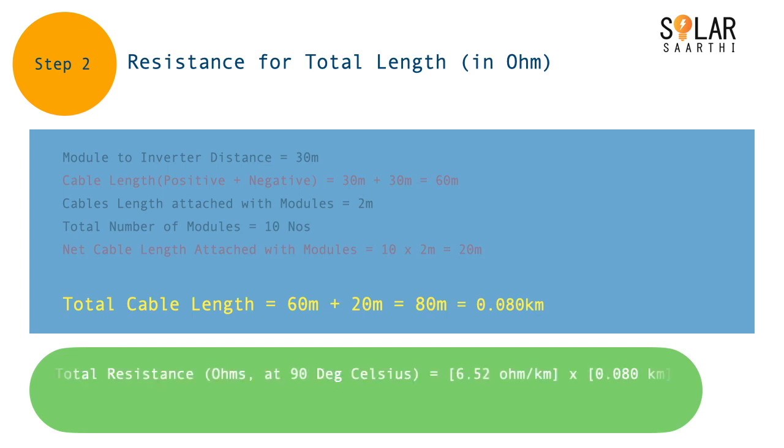So we know that the resistance at 90 degrees Celsius was 6.52 ohm per kilometer, and then we multiply it by the total length in kilometers, 0.080. So we'll get the total resistance at 90 degrees Celsius, that is 0.521 ohm. Now this is a resistance value that can be directly put into the voltage drop calculation formula.